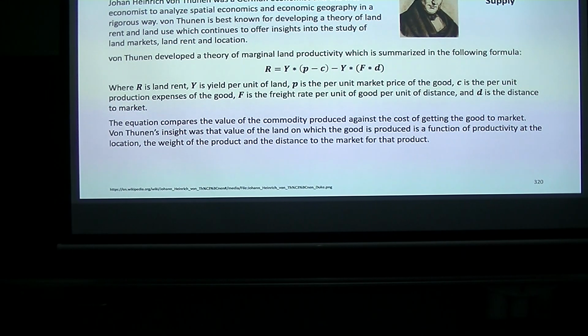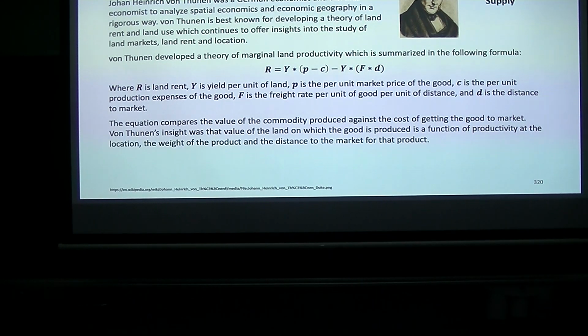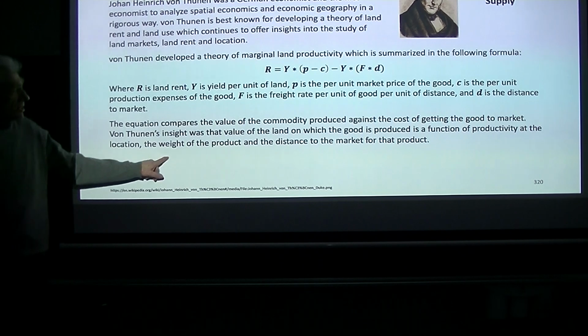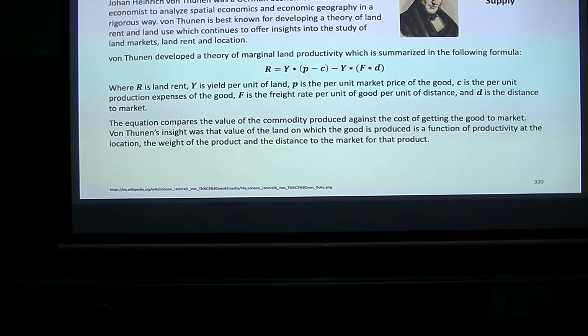You can look at your notes. So this is the equation, which compares the value of the commodity produced against the cost of getting it to the market. And his insight was that the value of the land in which the good is produced is a function of the productivity at the location, the weight of the product, and the distance to the market for that product. And we can use these same concepts to say, why are office buildings located near city center? Why do residences tend to be located further out?